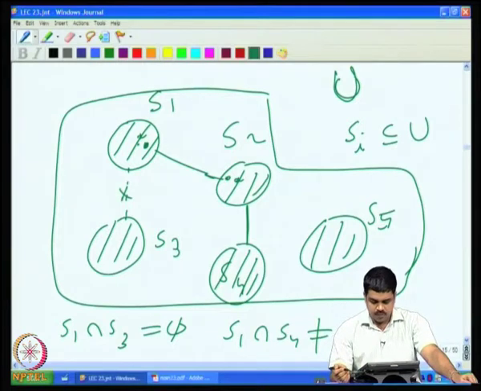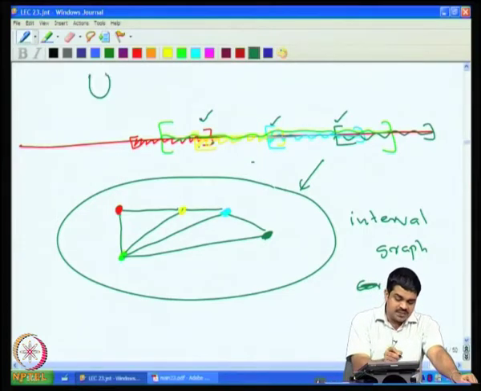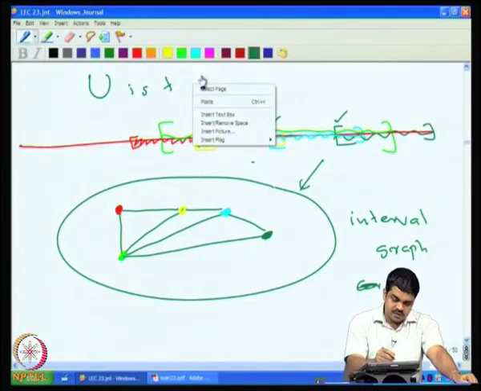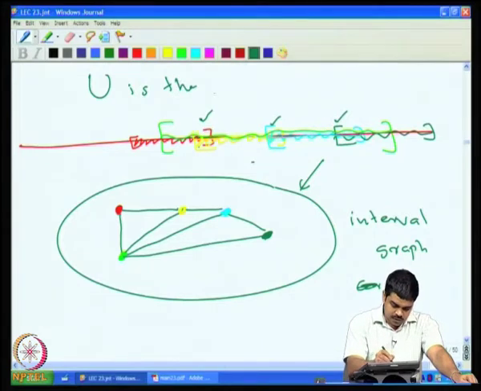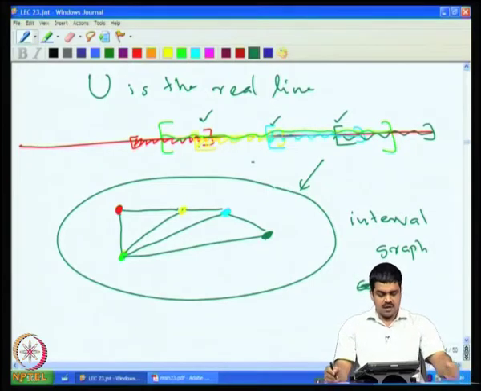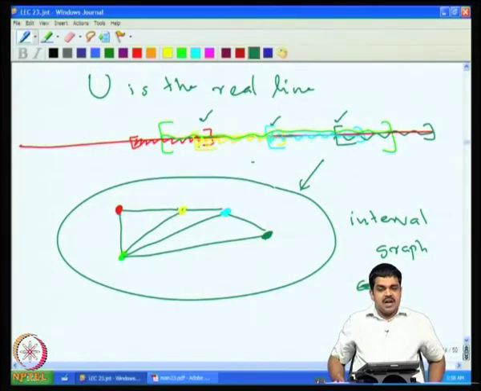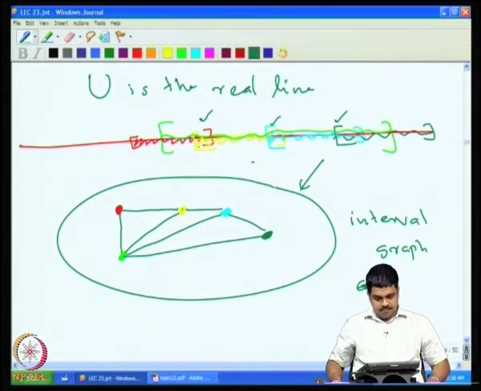So, in the case of interval graphs, U is the real line, the universe is the real line itself, and the subsets S1, S2, S3, etc., are these intervals, right, they are subsets of points. And now, whenever there is an intersection between them, we are putting an edge between the corresponding vertices, that is all. So, therefore, we can say that interval graphs are the intersection graphs of some family of intervals on the real line.